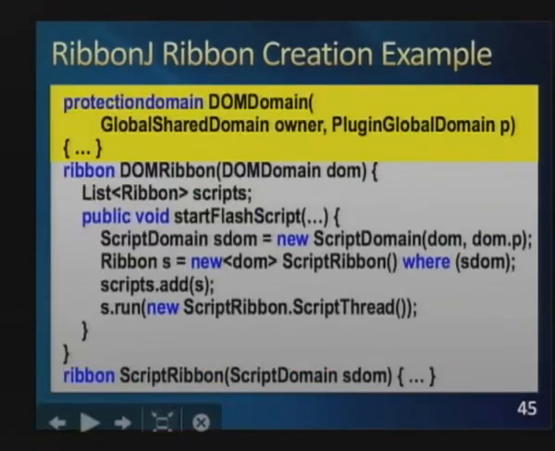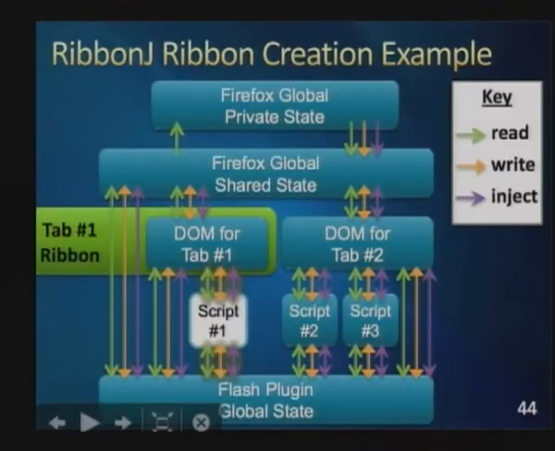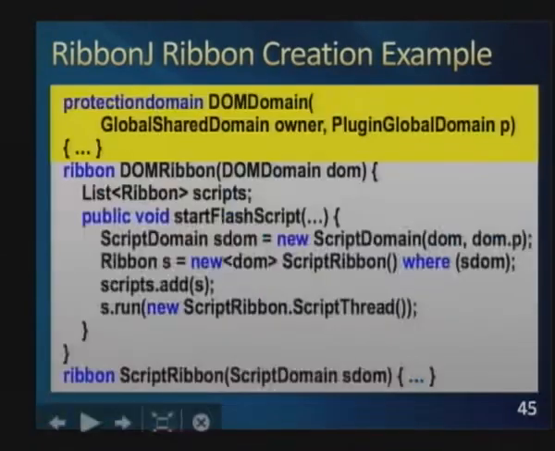Then we model this ribbon. Just with the ribbon keyword, we're declaring the new type. It accepts one argument because you can see here that it's only living within one protection domain, this document object model domain. So it only has one argument.